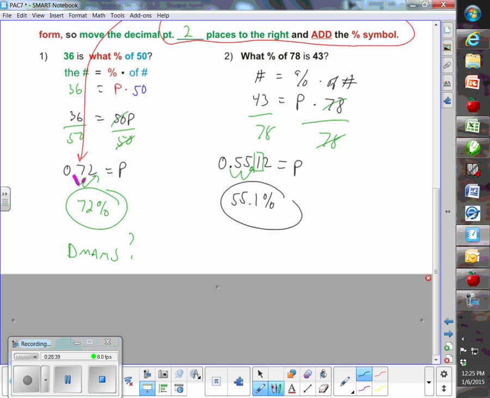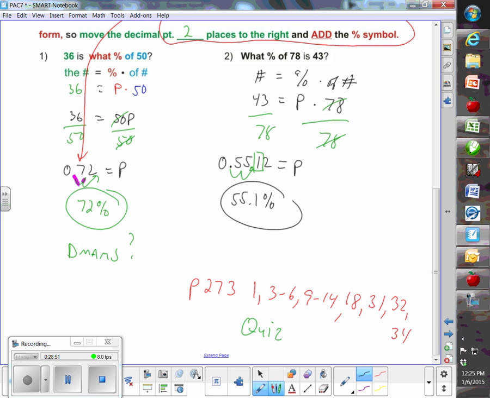So again, you just run the formula and away you go. Use the formula and away you go. Number equals the percent times the of number. Key formula. Burn it into your memory banks.